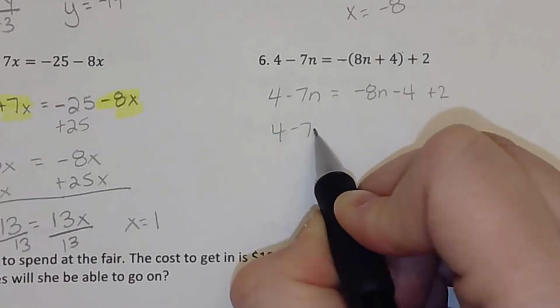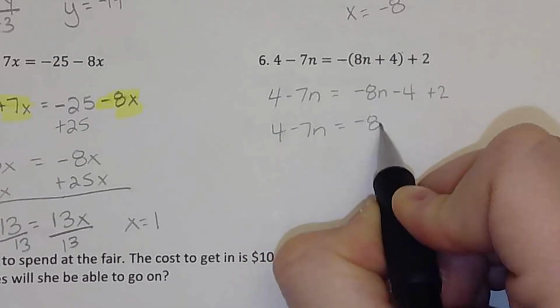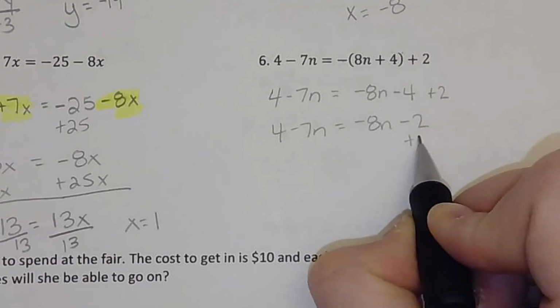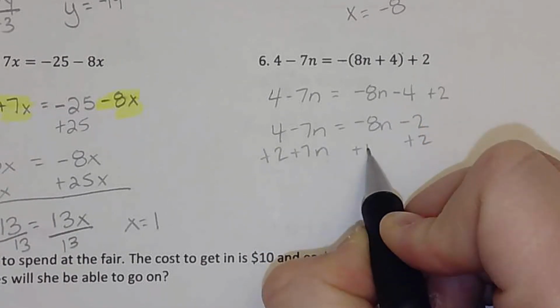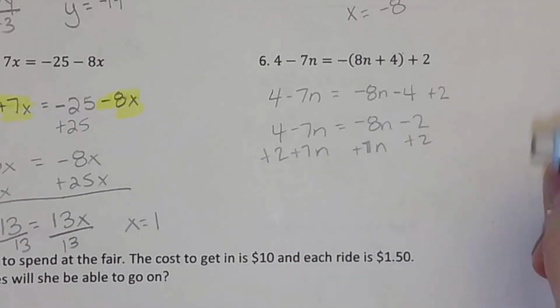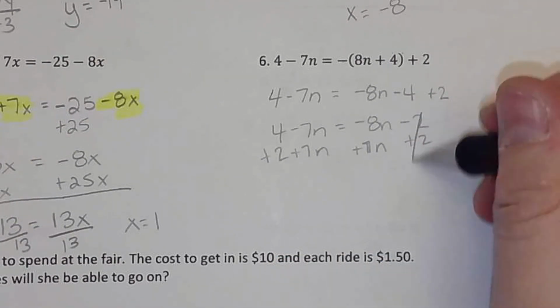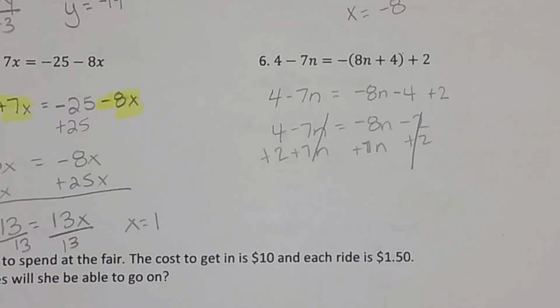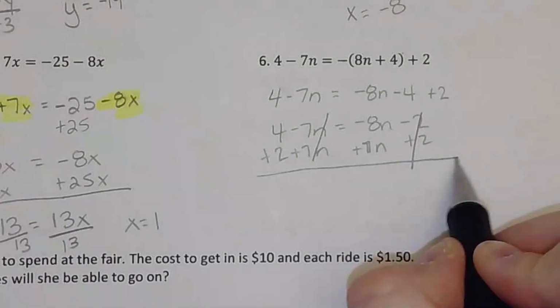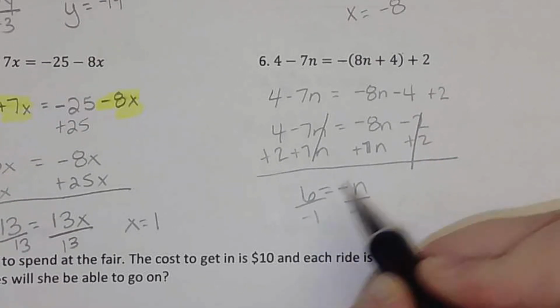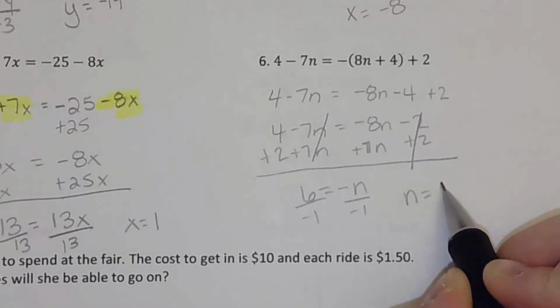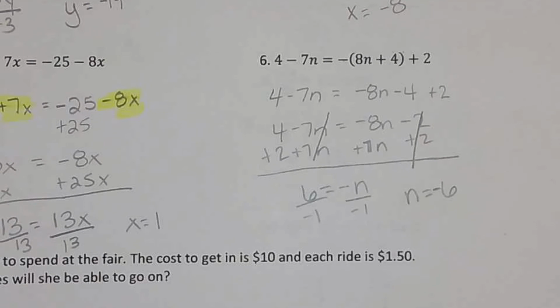4 minus 7n equals -8n minus 2. So I'm going to add 2, plus 7n, plus 7n. Combine everything onto one side. You can do multiple steps for it. If you get confused, make sure you cancel things out. 6 equals -n, divided by -1, n equals -6.